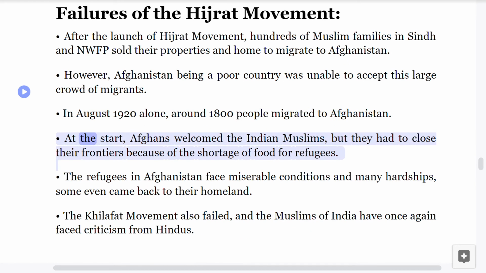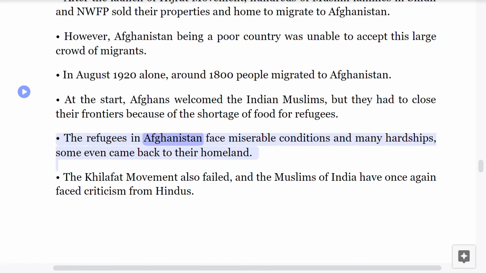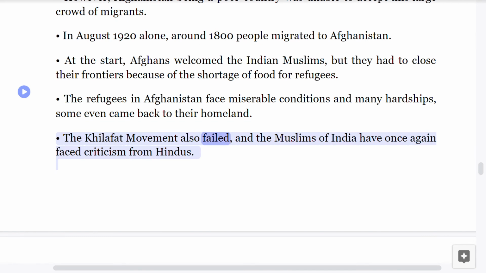At the start, Afghans welcomed the Indian Muslims, but they had to close their frontiers because of the shortage of food for refugees. The refugees in Afghanistan faced miserable conditions and many hardships, and some even came back to their homeland. The Khilafat movement also failed, and the Muslims of India once again faced criticism from Hindus.